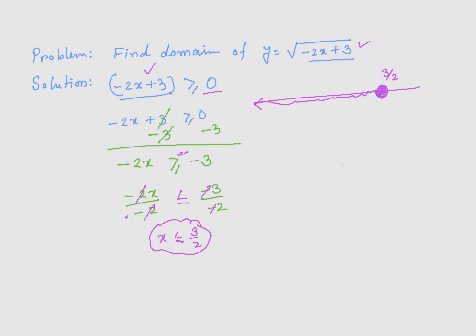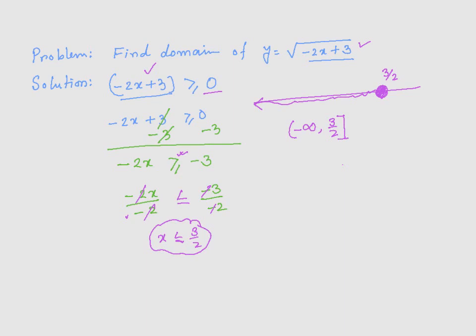And how do you express it in interval notation? You start from negative infinity, and where do you stop? At 3 over 2. Now the question you should be asking: do you include the point 3 over 2? The answer is yes. Therefore, you put a closing square bracket to make sure that you are including the point 3 over 2.